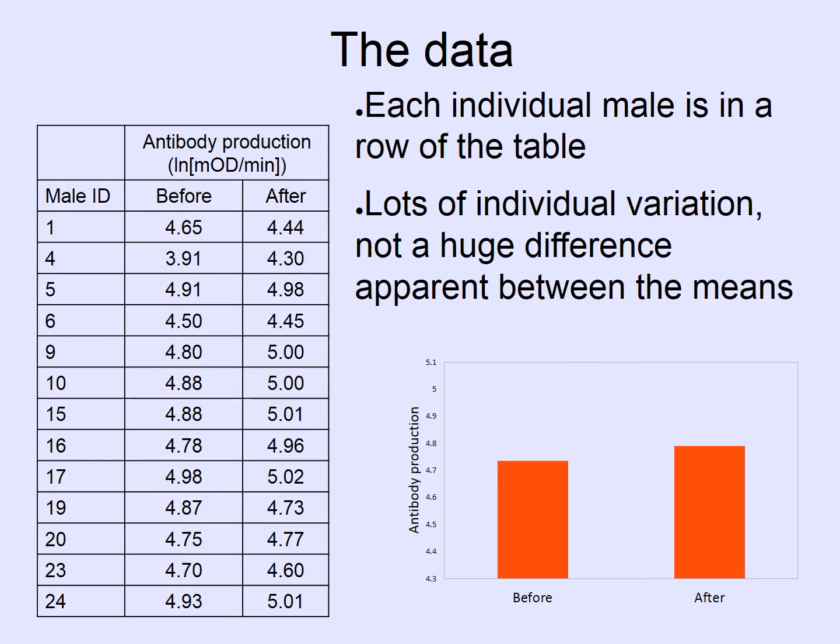Here's the data. We have the male ID, so 1, 4, 5, 6, those all indicate a single experimental unit. They measured antibody production before and after. If we look at the means in antibody production between before and after, that doesn't look like a whole lot of difference. The other thing we might notice is that these birds didn't all start at the same antibody production before. That is a problem for us, and why we also need to use a paired design.